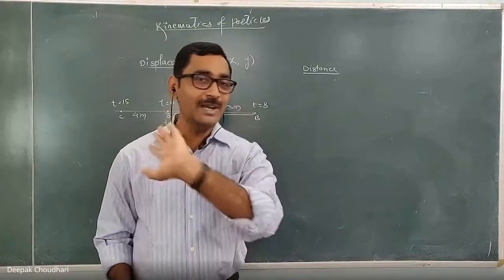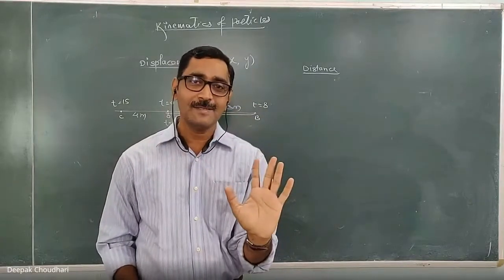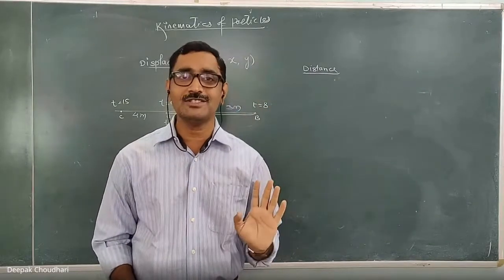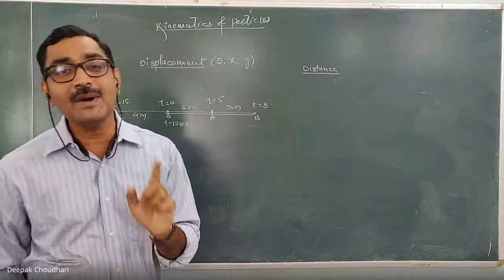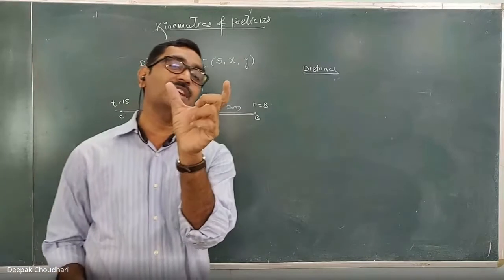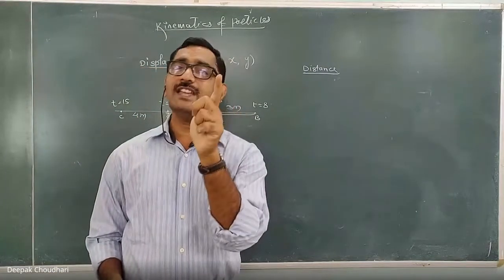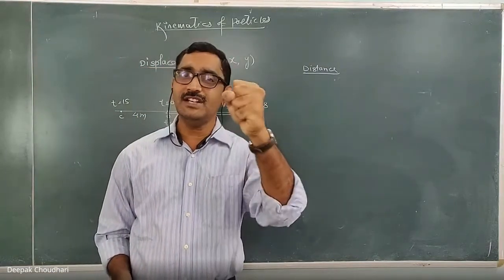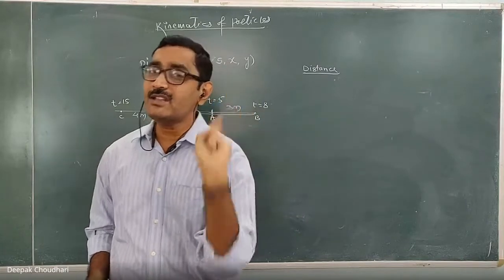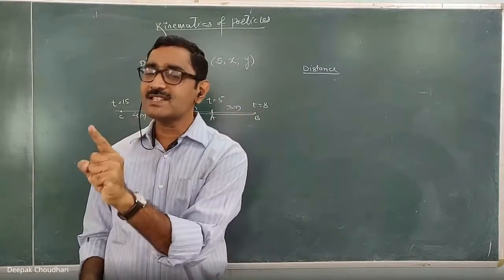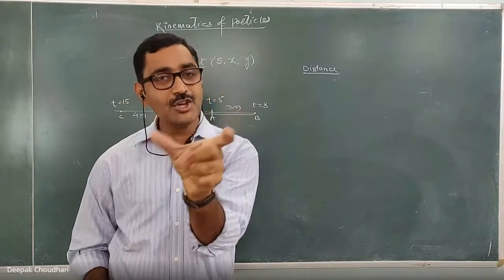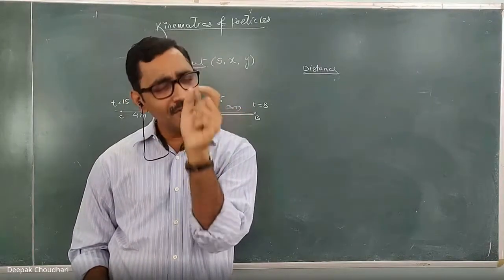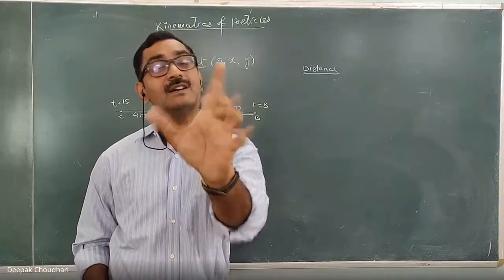Displacement is not the length of the path. It is the shortest distance from the origin, whereas the distance traveled is the total length of the path traveled by the particle in some interval of time. Listen carefully, displacement is the instantaneous position at that particular instant, whereas the distance traveled is the length of the path traveled in some duration of time. To travel even a very small distance, we require some duration of time.